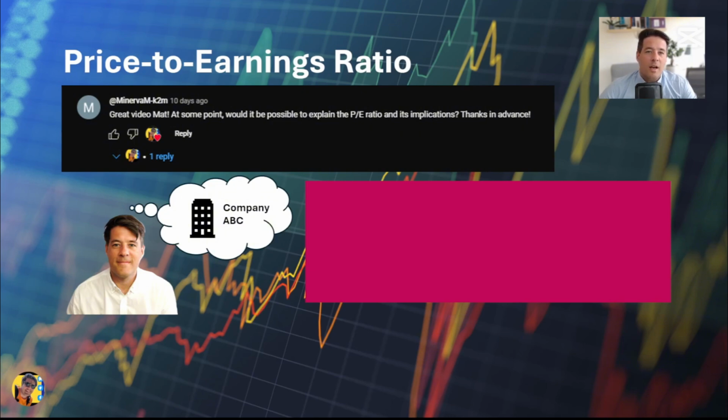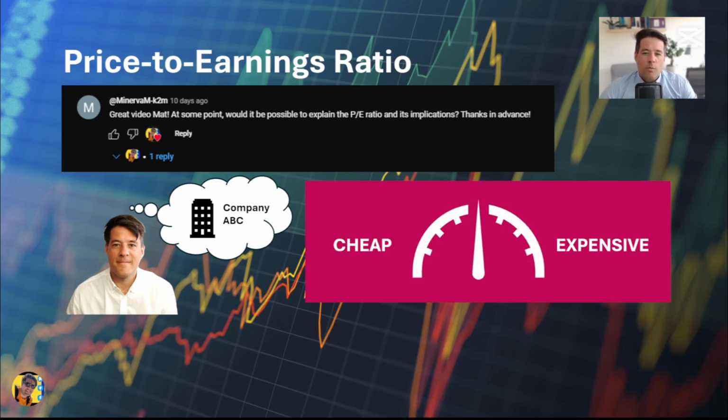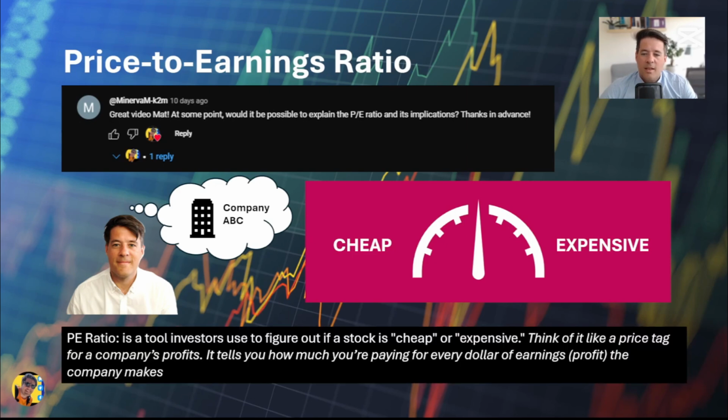Quite often I'm looking at different companies as well, and one of the parameters you may want to consider looking into is the price to earnings ratio. What does it do? It gives you an indication of whether the company is very cheap or expensive, to what extent the earnings and the share price are related, and what the ratio is. Basically it gives you a price tag of the company, and it tells you how much you're paying for every dollar of earnings that the company makes.